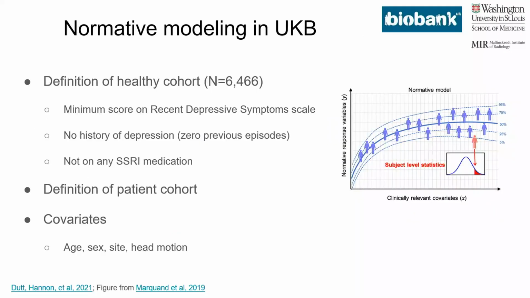And so just briefly, you've heard a lot about it already. We use normative modeling. Our definition of a healthy cohort, like I said, the UK Biobank doesn't necessarily have super clear labels of healthy versus patients. But we defined our healthy cohort as a minimum score on the recent depressive symptom scale, no history of depression, so 0 previous episodes, and no current medication. And these are all based on self-reported information. I'll come to the definition of the cohort in some of my next slides, and there are covariates included in the model: age, sex, site, and head motion.